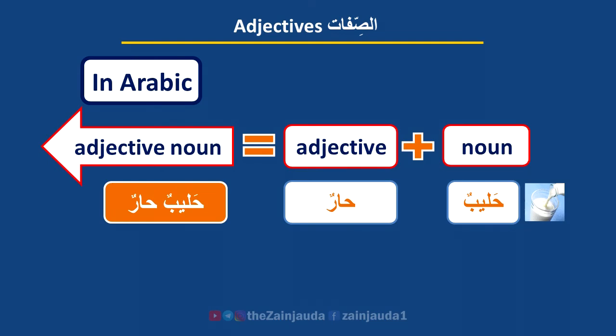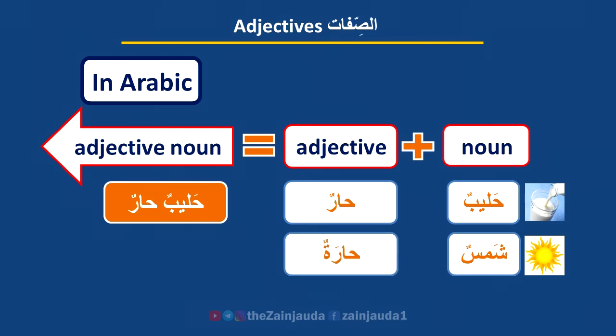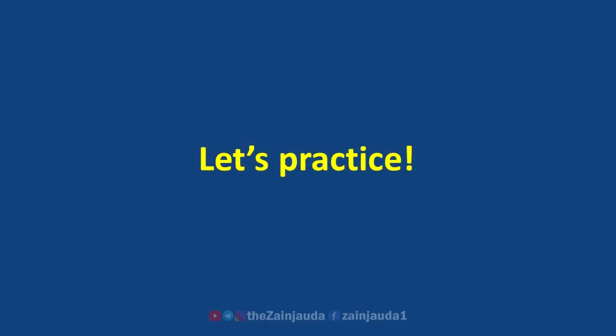Let's have another example. Shams. Shams is feminine, indefinite, and singular. Now we have to change our adjective har into feminine. Har becomes harra. So we have shamsun harra. Now let's practice with more examples.